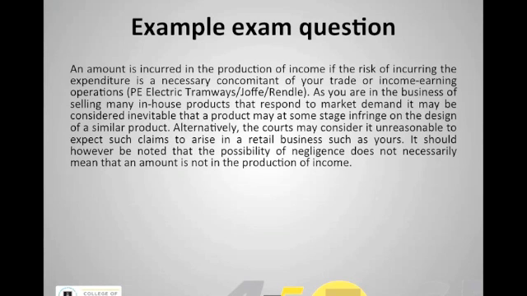So first of all, we're trying to work out, is the amount in the production of income? So an amount is incurred in the production of income if the risk of incurring the expenditure is a necessary concomitant of your trade or income earning operations. That's the principle. That principle comes either from PE Electric Tramways or from Joffe or from Rendell. Those cases are interconnected, but I suppose really the principle in its final form comes from Rendell. So the second mark will be for identifying the case correctly. And the third mark will be for applying it to the facts.